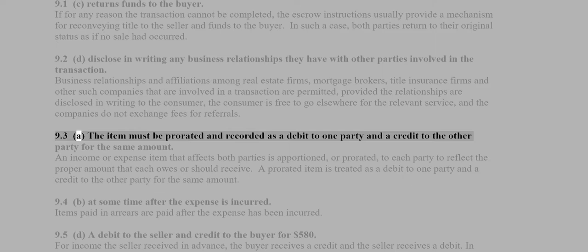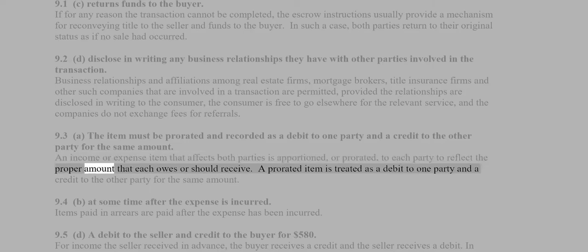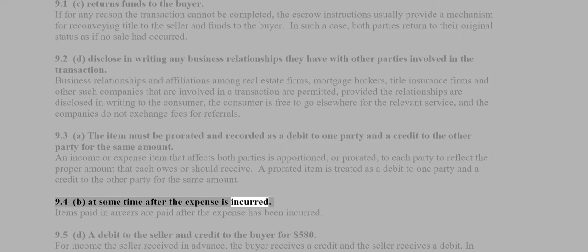9.3 a. The item must be prorated and recorded as a debit to one party and a credit to the other party for the same amount. An income or expense item that affects both parties is apportioned, or prorated, to each party to reflect the proper amount that each owes or should receive. A prorated item is treated as a debit to one party and a credit to the other party for the same amount. 9.4 b. At some time after the expense is incurred. Items paid in arrears are paid after the expense has been incurred.